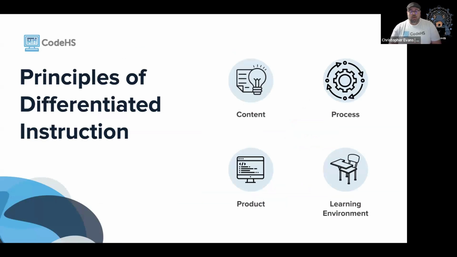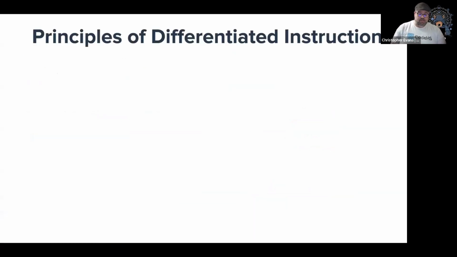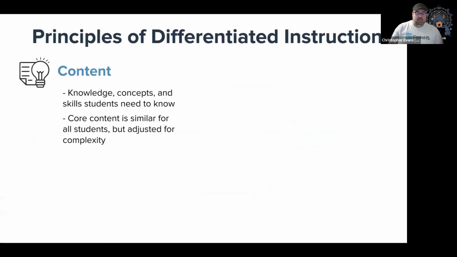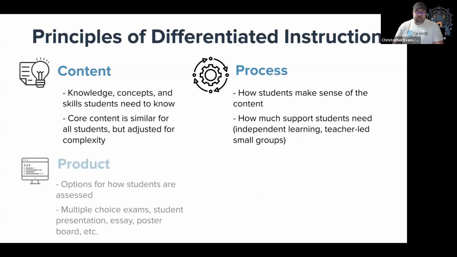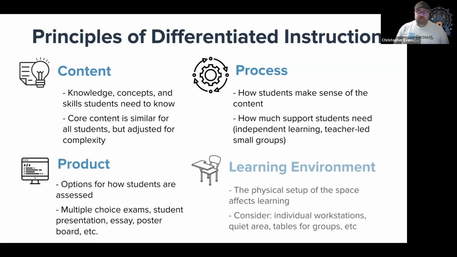So the principles of differentiated instruction are broken down into content, process, product, and the learning environment. The content is the knowledge, concepts, and skills students need to know. The process is how they make sense of the content. The product is how the content is delivered. And then the learning environment is the physical space that the students will be in when they're learning.